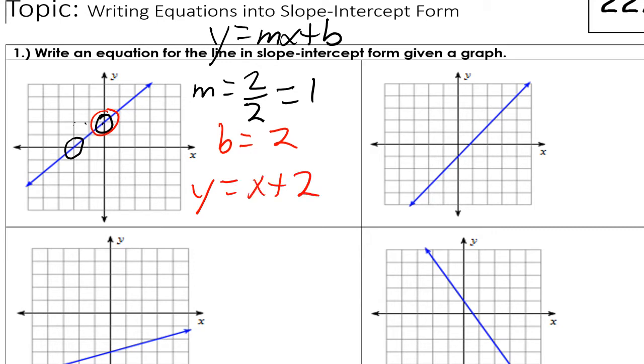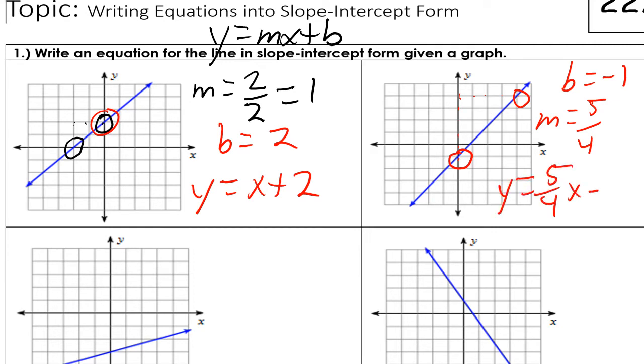Same thing for the next line. I find 2 points. Here's a point, and here's another point way up here. b is -1. The slope is, let's see, start here and go up 1, 2, 3, 4, 5. So 5 up, that's the top number. And if I start here, I go 1, 2, 3, 4. The bottom number is 4. So the slope is 5 over 4, and my equation is y equals 5 over 4 x minus 1.